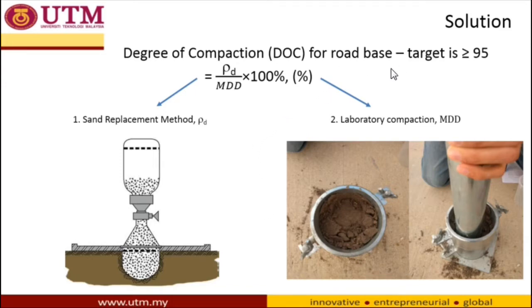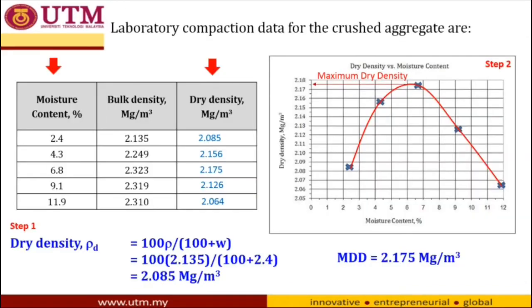This is the overview of the question. Just now, what exactly was the target of the question? We want to determine the DOC for the compacted road base layer. This is to evaluate whether the layer is properly compacted by the contractor. From the specification of the road base layer, the target compaction level is 95%. From the question, two sets of data are given, which are those collected from the site and those collected from the laboratory compaction. Okay, first have a look at the table for the laboratory compaction data.